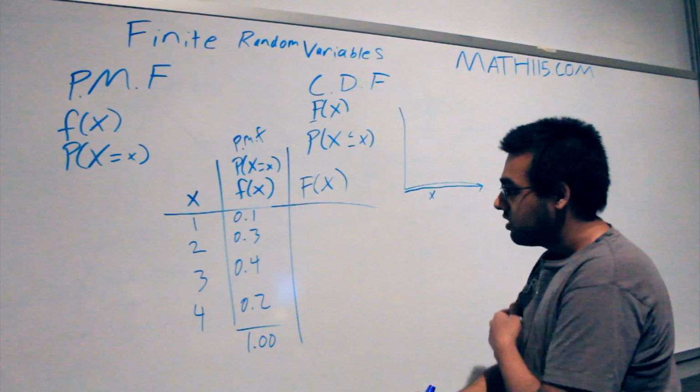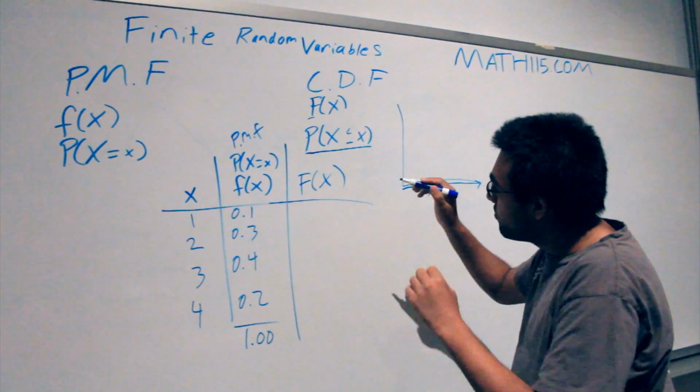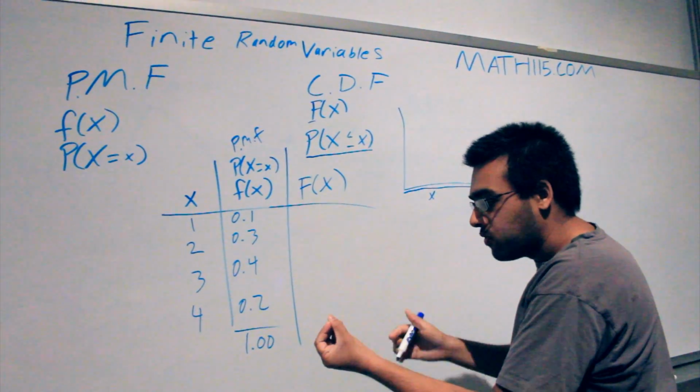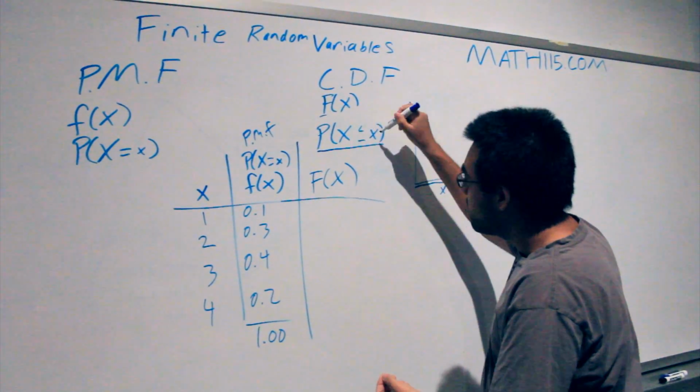So let's start with the CDF of 1. If you notice this right here, it says the probability of x equaling that x value or anything before it. So it's very important. It says anything before that x.